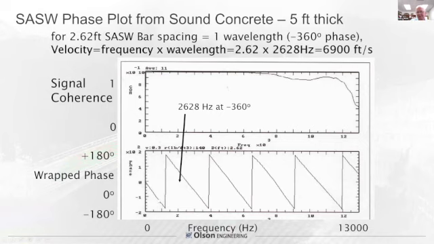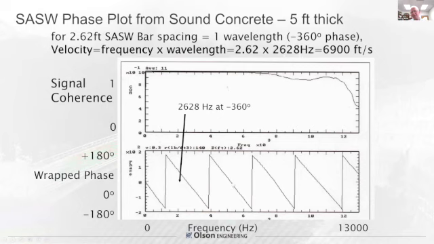You can basically get useful data from about minus 120 degrees and higher. That's 3 times the spacing or wavelengths of your receiver spacing. And so what you do is you say, okay, it's very uniform. This is very uniform concrete. This is one wavelength. It's slightly offset on the arrow, but it's crossing there is 2,628 hertz at minus 360 degrees. So that's one wavelength.